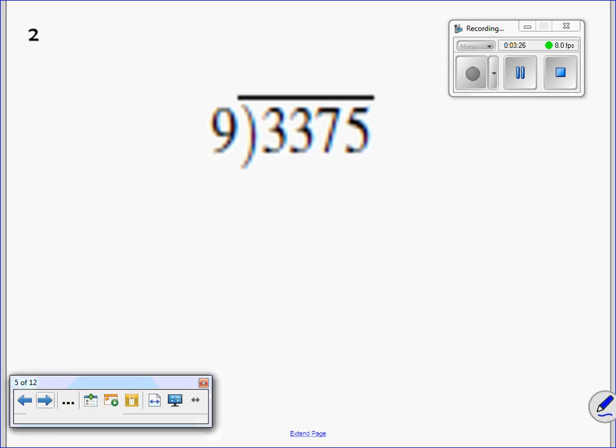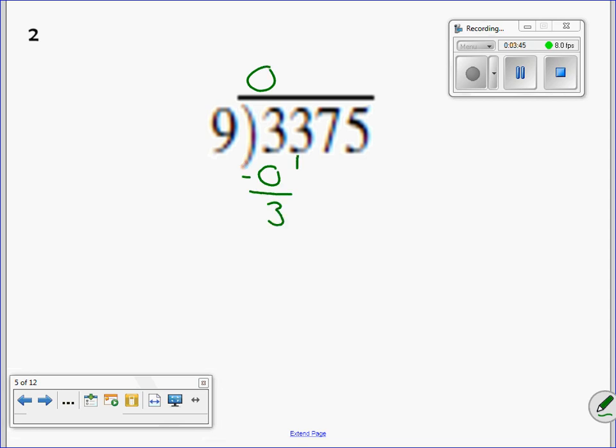Okay, right here. See, I have a 9. I want to see how many times 9 can go into 3,375. If I don't know my 9 facts, it's going to be a difficult problem. Do you kind of see where I'm going with this, kids? So let's see here. How many times can 9 go into the number 3? 0 times. 9 times 0 is 0.